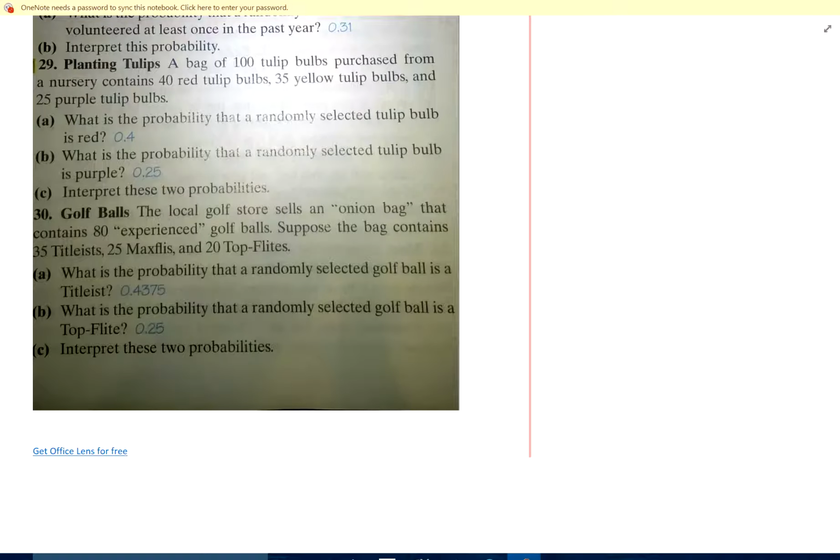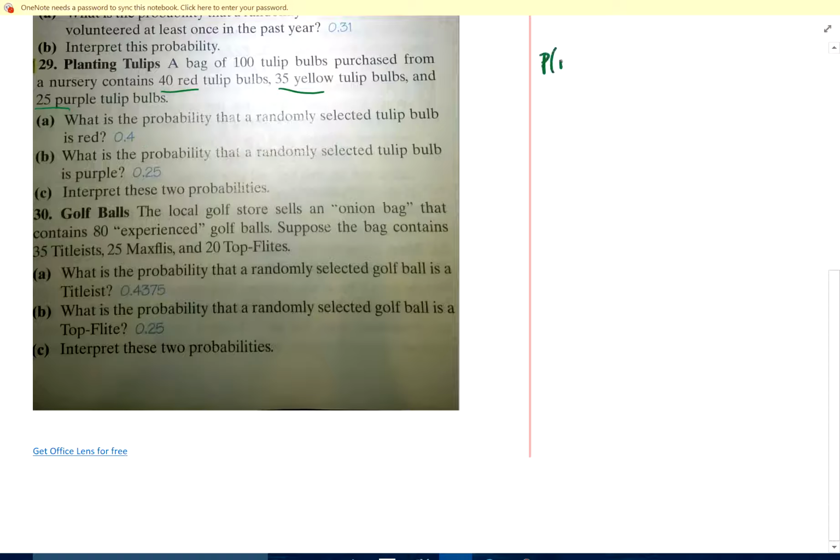Alright, 29. Let's see, a bag of 100 tulip bulbs purchased from a nursery contains 40 red, 35 yellow, and 25 purple. Remember, over half the battle is just reading the problem and figuring out where do I start. What's the probability that a randomly selected tulip bulb is red?